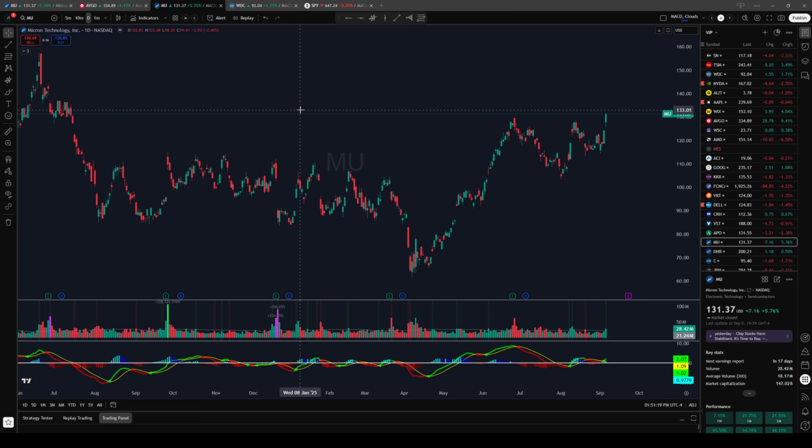Watch reactions around those anchors. Use anchored VWAP in confluence with structure, your trend lines, your higher highs and lows, and volume. It's just a signal booster. It's not a standalone oracle.